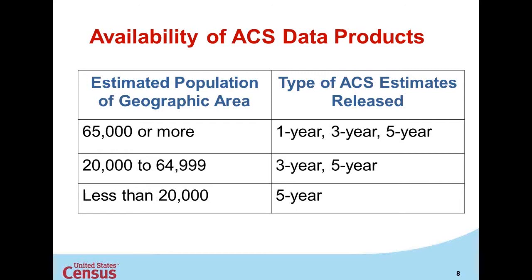ACS estimates are only available for geographic areas with a population from 20,000 to 64,999 in the form of 3-year and 5-year estimates, not 1 year. And ACS data is only available for areas with a population less than 20,000 through the 5-year estimates.